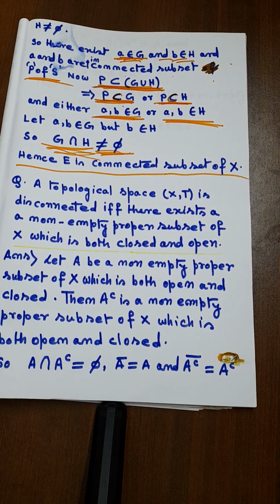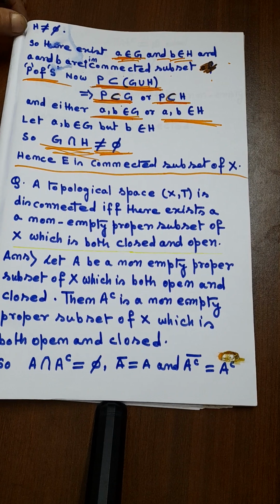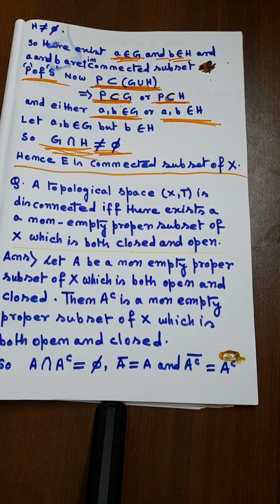Let's check. A topological space (X, T) is disconnected if and only if there exists a non-empty proper subset of X which is both closed and open. This is a very important question, often come in university exam. Okay, let A be a non-empty proper subset of X which is both open and closed.